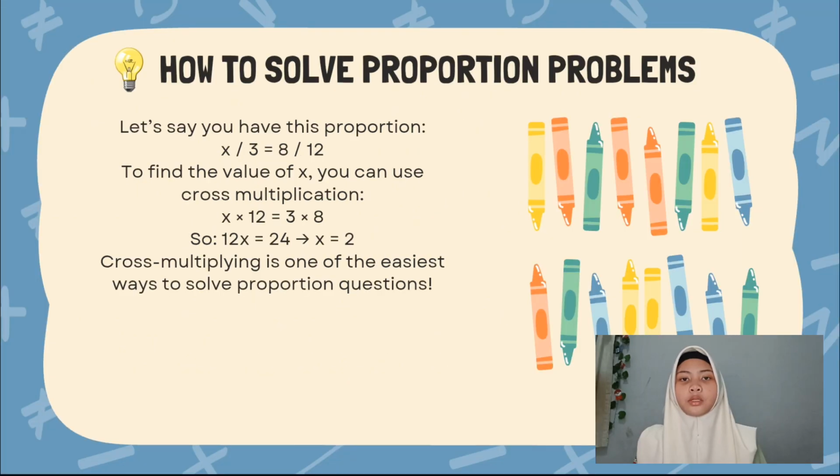How to solve proportion problems? Let's say you have this proportion: X over 3 and X over 12. To find the value of X, you can use cross multiplication. X times 20 is 3 times 8. So 20x is 24, x is 2. Cross multiplying is one of the easiest ways to solve proportion questions.